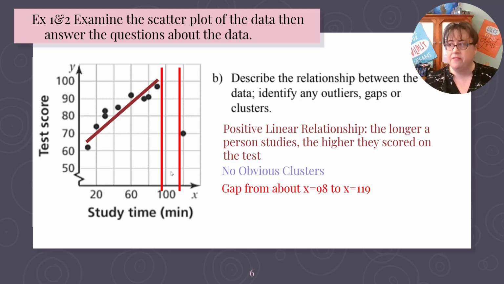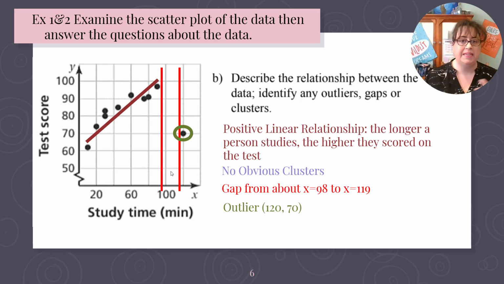And we definitely want to talk about this point. What is that point called? It is called the outlier, and we're going to name it. That's at 120 minutes. The person scored 70, and we can just name it as the point. So here we talked about the data. We talked about what it means: the longer the person studies, the higher they scored on the test. And then some things that were a little bit different. No obvious clusters. There's this gap and there's this outlier. So that's saying that everything follows this positive linear relationship except for these exceptions.